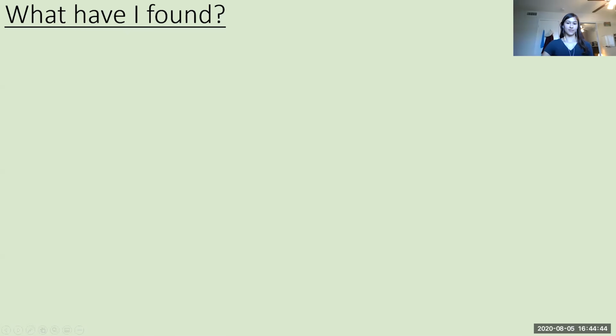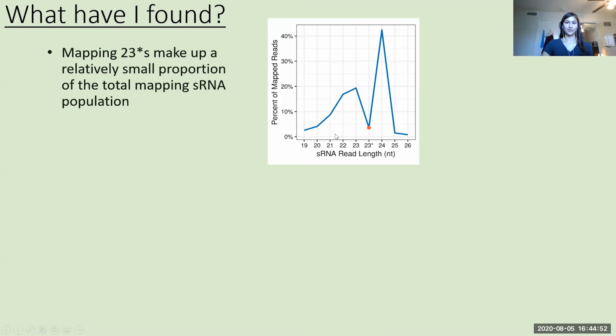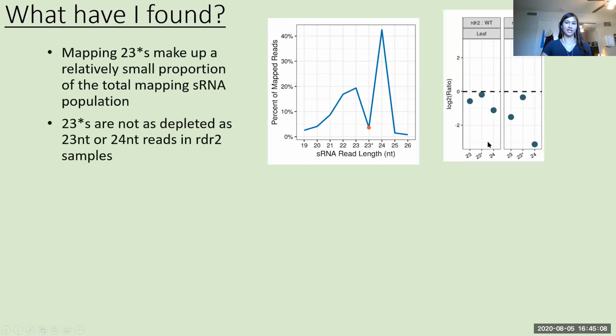Now I'll briefly cover some of my findings, which are not super exciting because basically we found that we didn't seem to see much evidence for these 23 stars. You can see that 23 stars make up a very small portion of total small RNAs. So you can see that regular, just normal, non-trimmed 23 nucleotide reads are much more abundant than these supposed 23 stars. And I also looked at RdR2 mutant small RNA sequencing data and found that 23 stars were not especially depleted compared to different size classes in both leaf and ovule tissue, which sort of contradicts the idea that 23 stars are produced by RdR2.